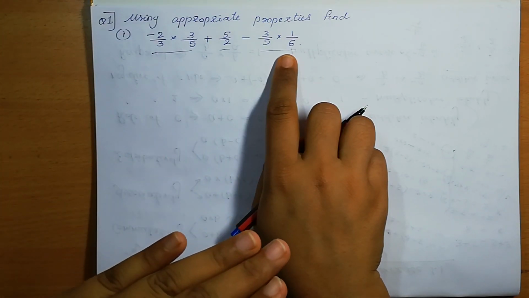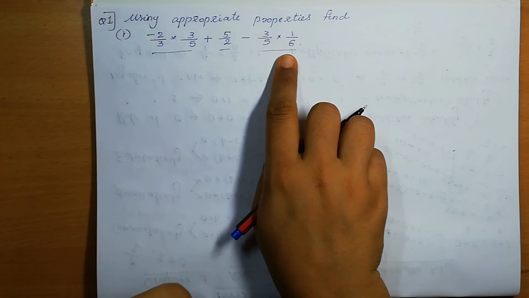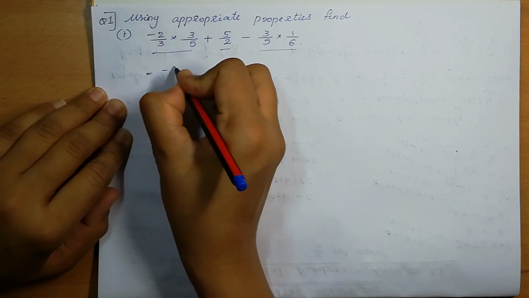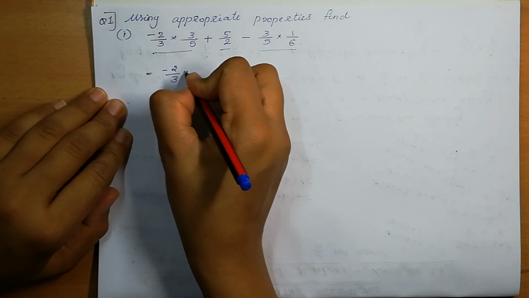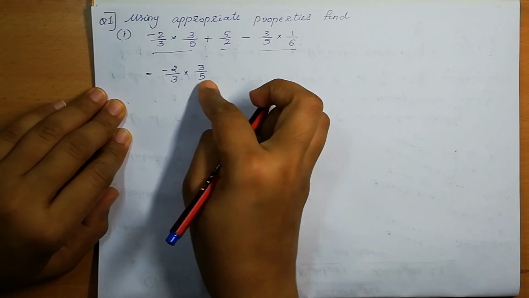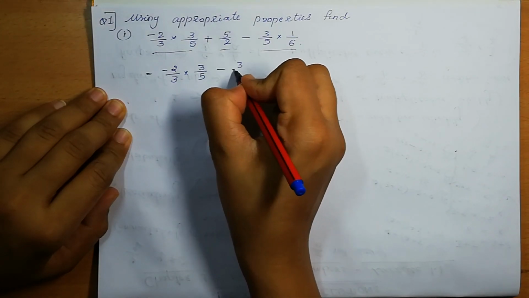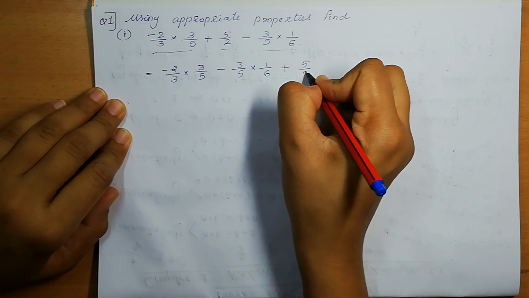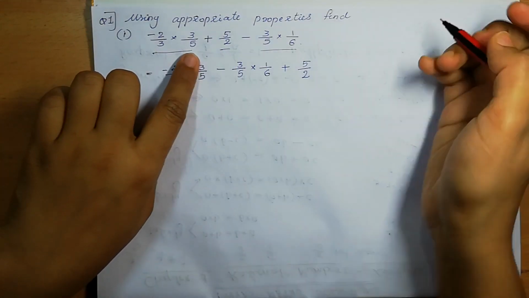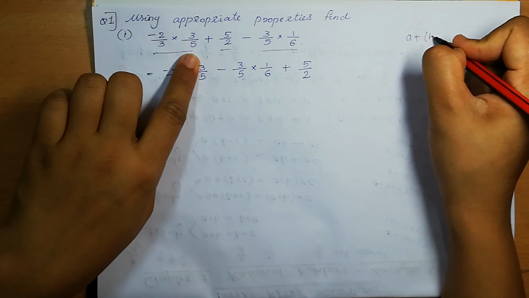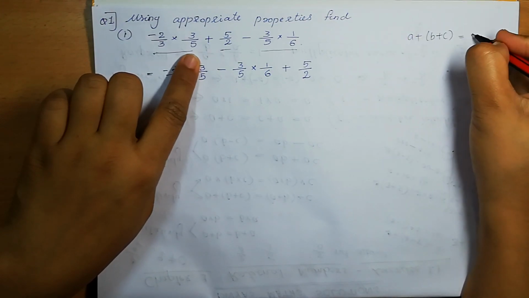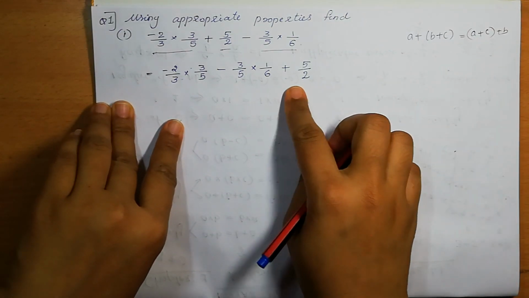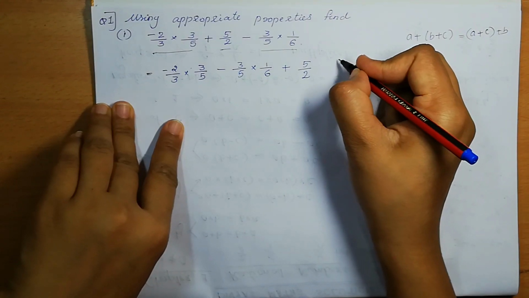A plus B plus C, we can write it as A plus C plus B, that is called associative property, right? Associativity. So this one we can write as minus 2 by 3 into 3 by 5, then this term I am shifting, minus 3 by 5 into 1 by 6 plus 5 by 2, correct? Actually this is in the form A plus B plus C. I am just writing first and third, that means A plus C plus B. This is which property? Associativity.